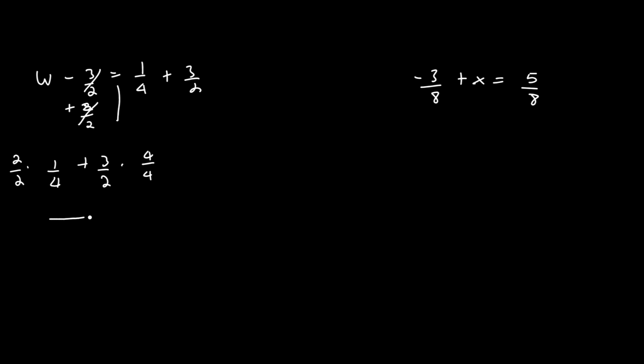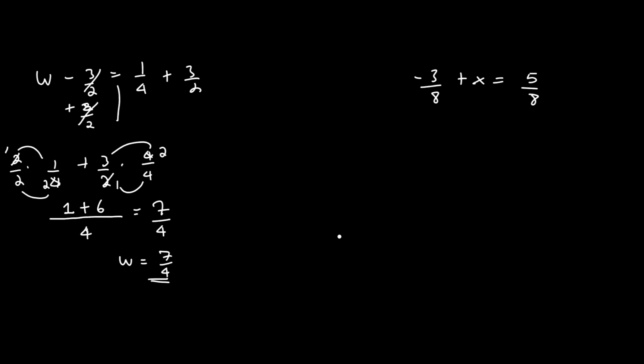So we need to make the denominators the same. So this will be 1 and this will be 2, this will be 1 and this will be 2. So now these two have to match. 2 times 2 is 4, 1 times 2 is 2. That's our denominator. Now 1 times 1 is 1. 3 times 2 is 6. So we have 1 plus 6, which will be equal to 7 over 4. So what is W? W is 7 over 4. This is our final answer.